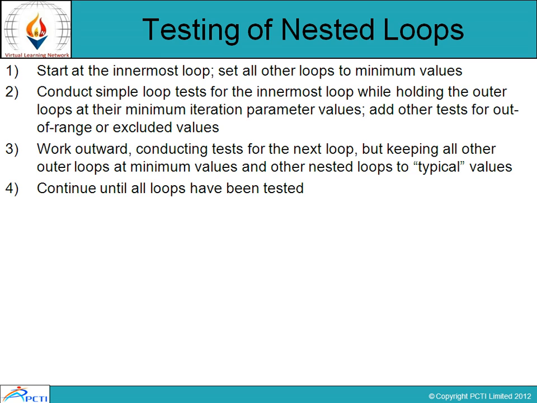Nesting of the nested loop. Testing of nested loops: start at the innermost loop and set all other loops to the minimum value. Conduct the simple loop test for the innermost loop while holding the outer loops at their minimum iteration parameter values, and add other tests for out-of-range or excluded values.